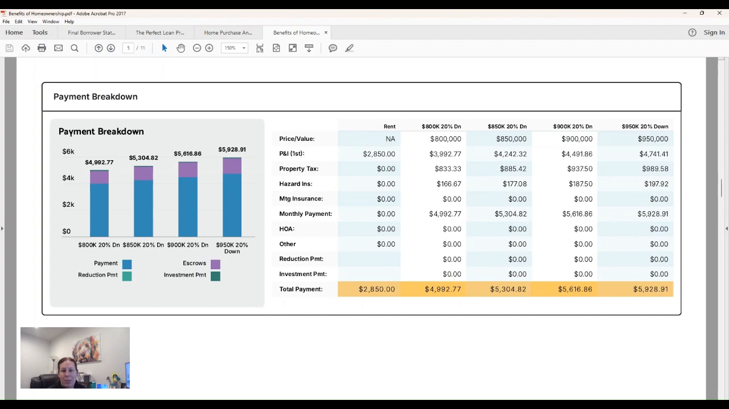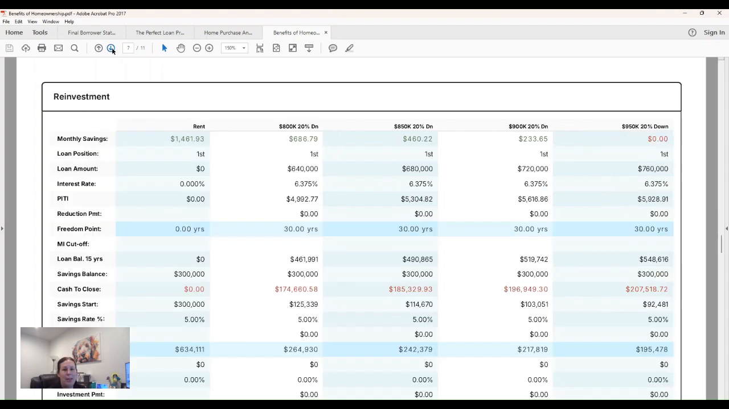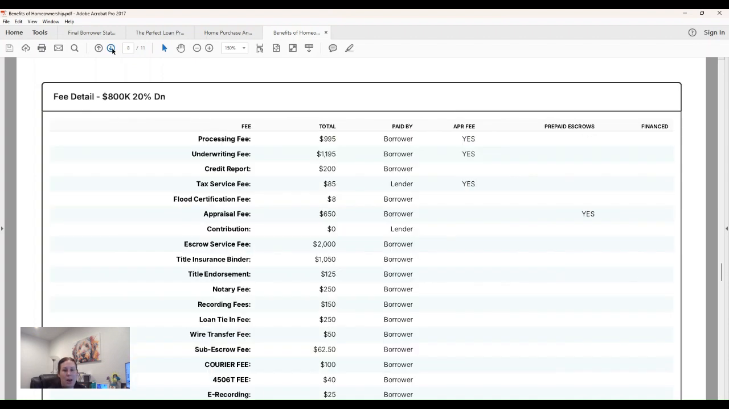Here's a breakdown of the monthly payment, shows you the principal, interest, taxes, and insurance. And then this shows a breakdown of the cash to close. And then the very last pages show a breakdown of the closing costs.